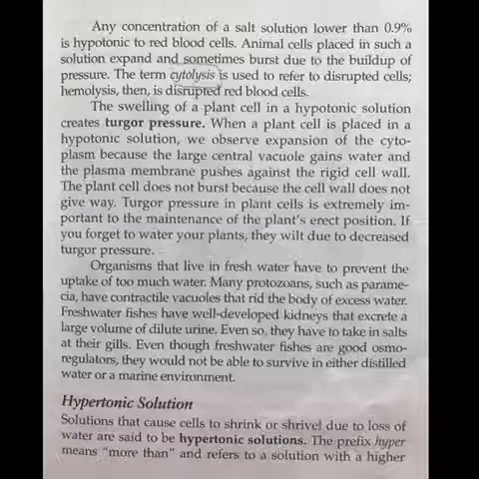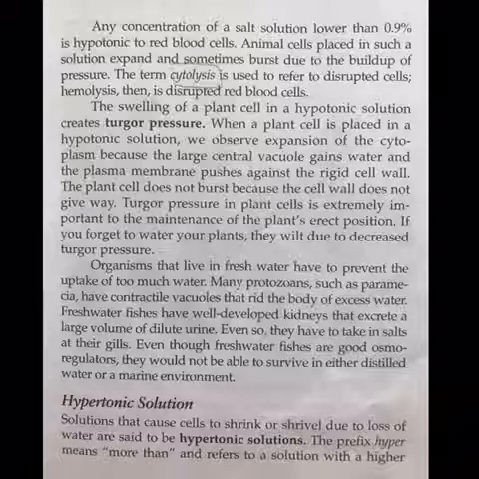Hemolysis, then, is disrupted red blood cells. The swelling of a plant cell in a hypotonic solution creates turgor pressure. When a plant cell is placed in a hypotonic solution, we observe expansion of the cytoplasm because the large central vacuole gains water and the plasma membrane pushes against the rigid cell wall.